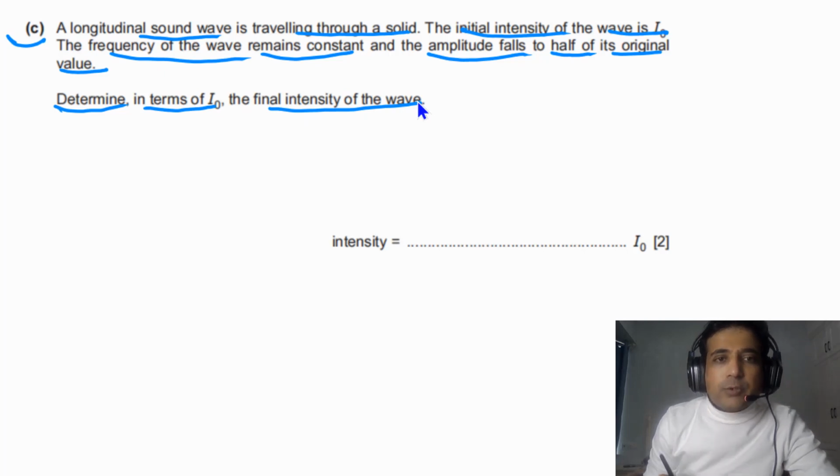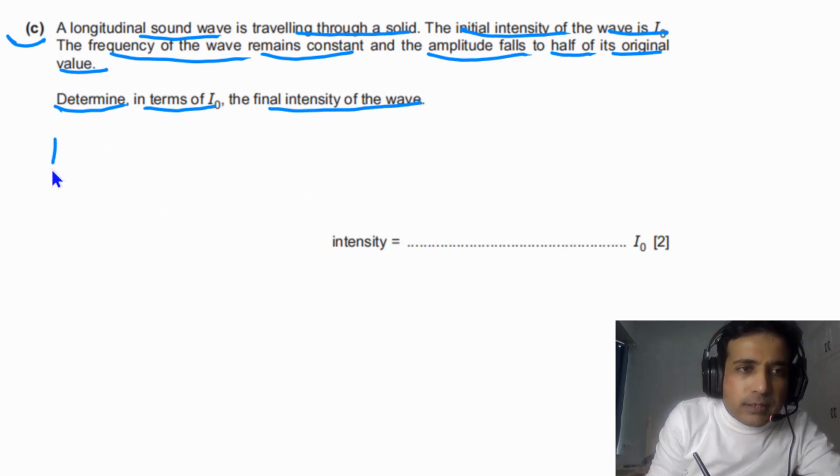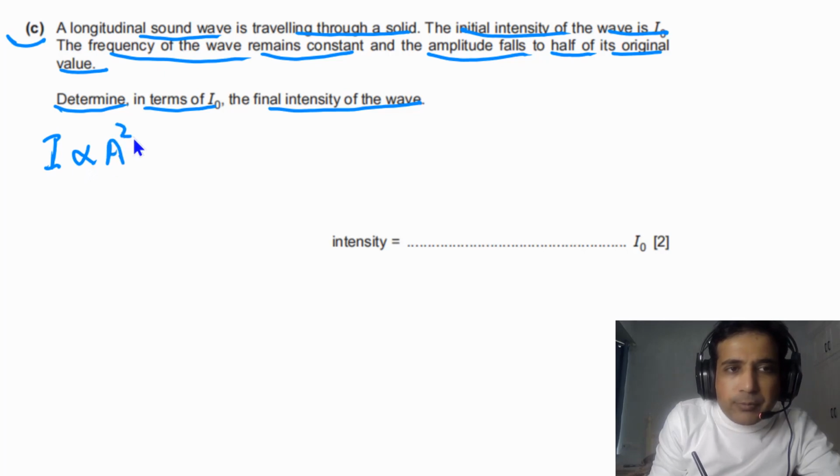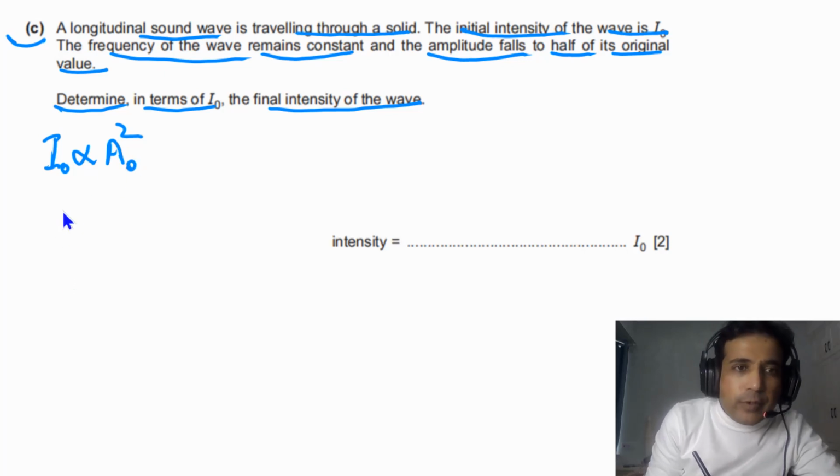So first thing we need to understand in this case, intensity is directly proportional to amplitude squared. So in this case we can say initial intensity is I0, so amplitude we can also say is A0. We need to find out the final intensity, so we can say final intensity is IF. This is what we need to calculate.